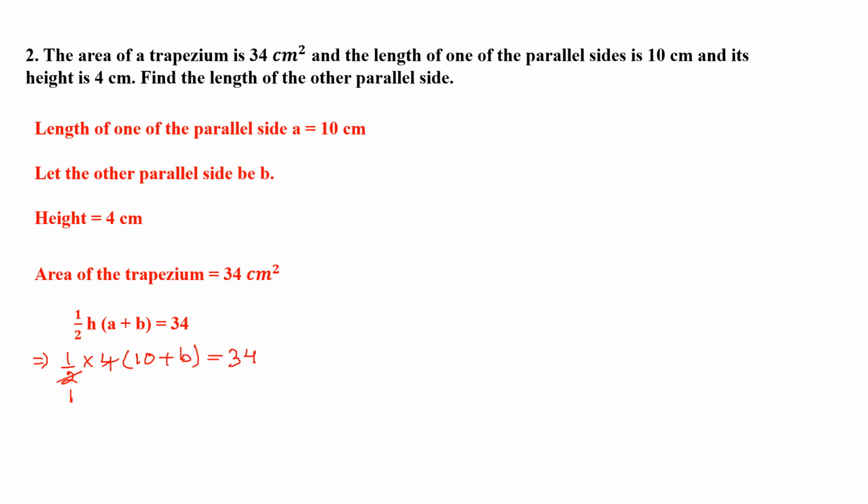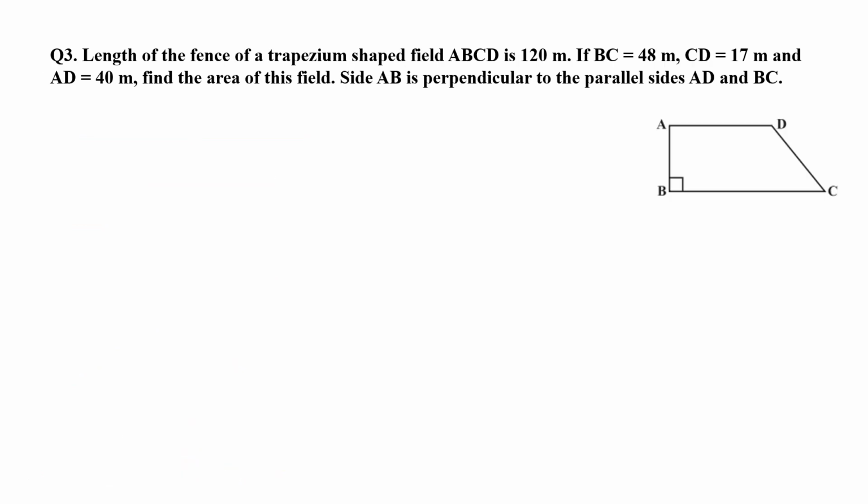Now reduce it: 2 times 1, 2 times 2. Now I'm going to transpose this 2 to the other side. So it will become 10 plus b equal to 34 by 2. And if I reduce it, it will give me 17, right? So from here I can write my other parallel side b will be 17 minus 10, which will give me 7 centimeter. Okay, so my other parallel side is 7 centimeter.